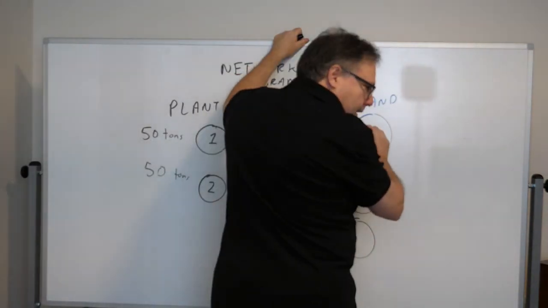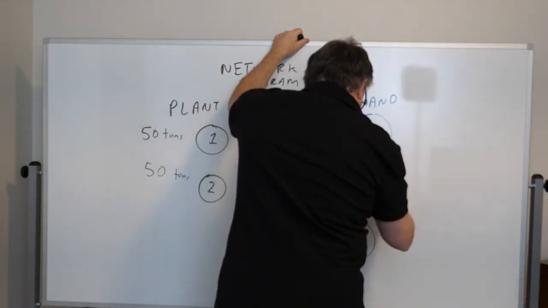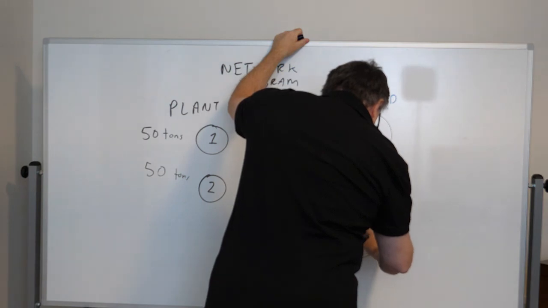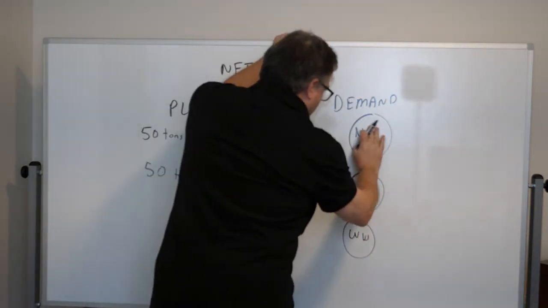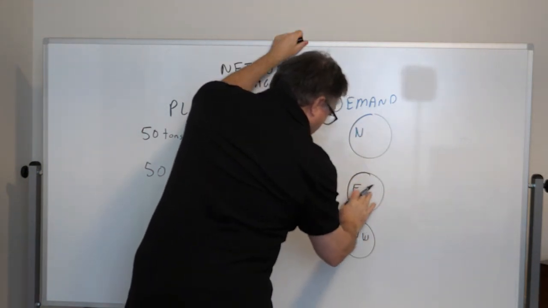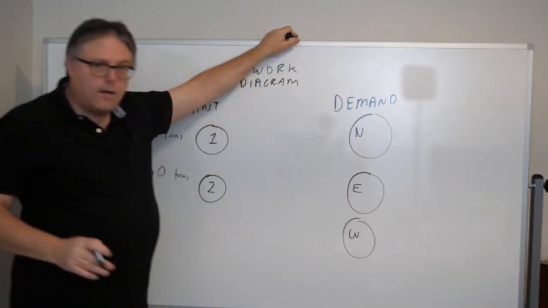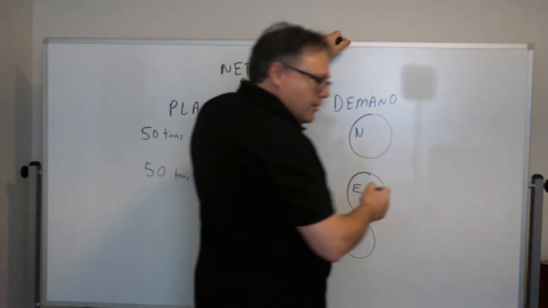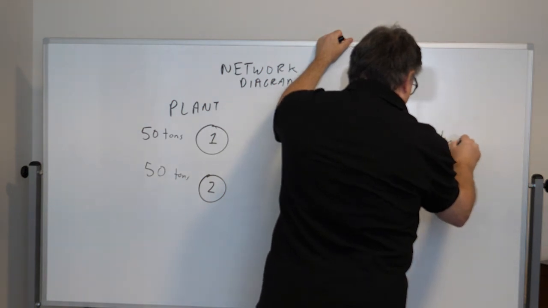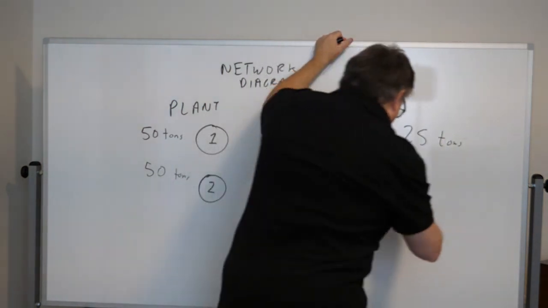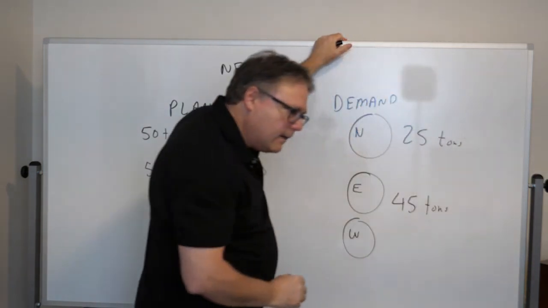We have Northwood, Eastwood, and Westwood. And just to simplify things, I'm going to just have this as N, E, and W. And we have demand at each of those locations as well. So we have 25 tons over here, and 45, and 10.